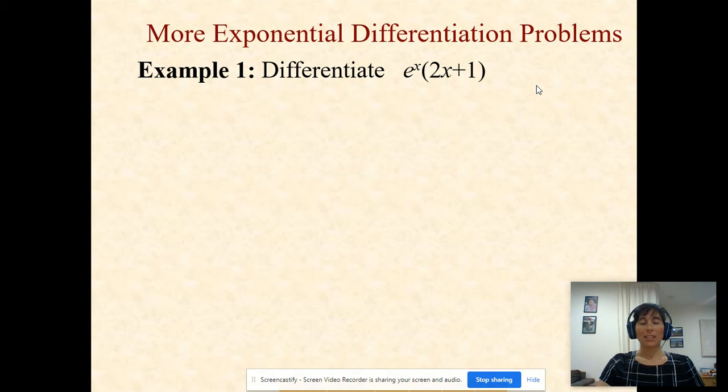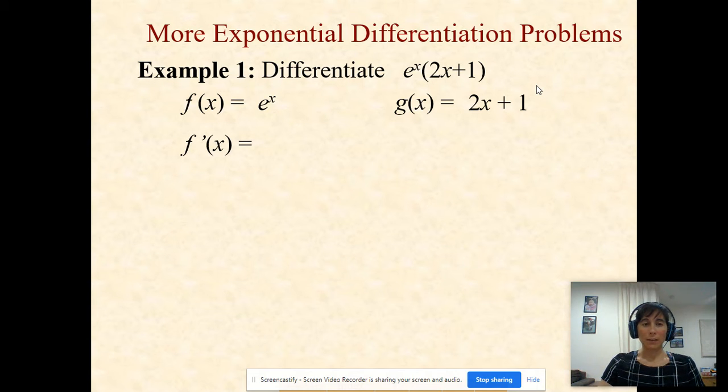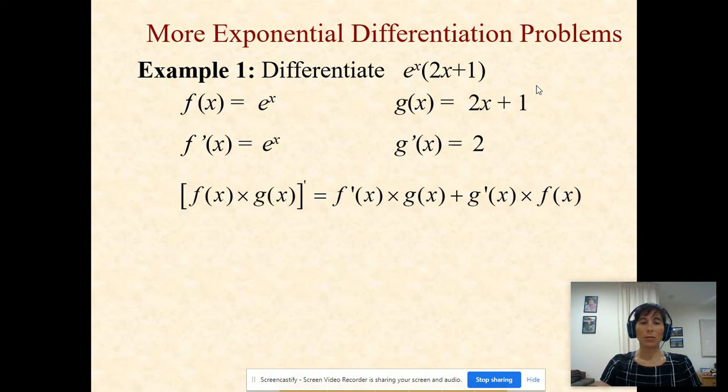So what we should have identified here is that this is a product of two functions. Therefore, we need to use the product rule. If we identify f of x as e to the power of x and g of x as 2x plus 1, then we can differentiate and get f dashed of x. And we have learnt that the derivative of e to the power of x is just e to the power of x. If we differentiate g of x, so 2x plus 1, then g dashed of x is just going to be 2. Then we're just using the product rule, f dashed of g times g dashed of f.